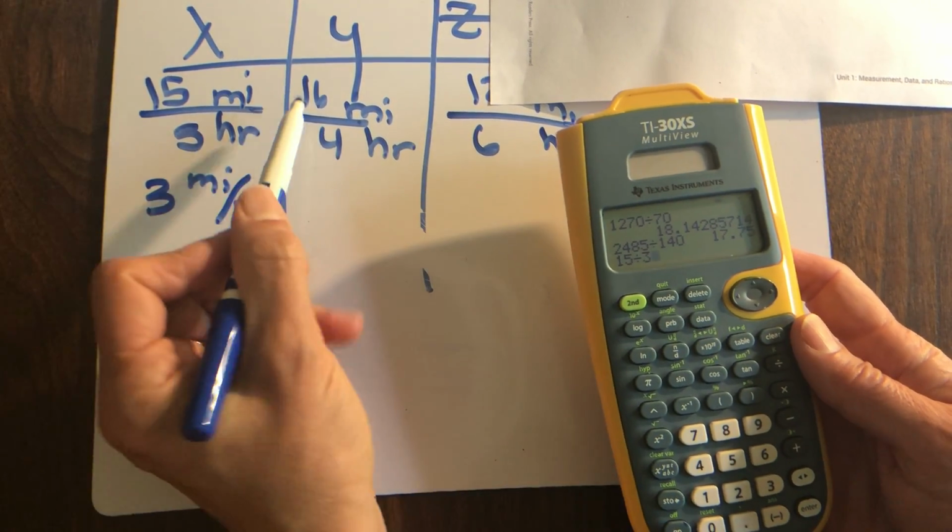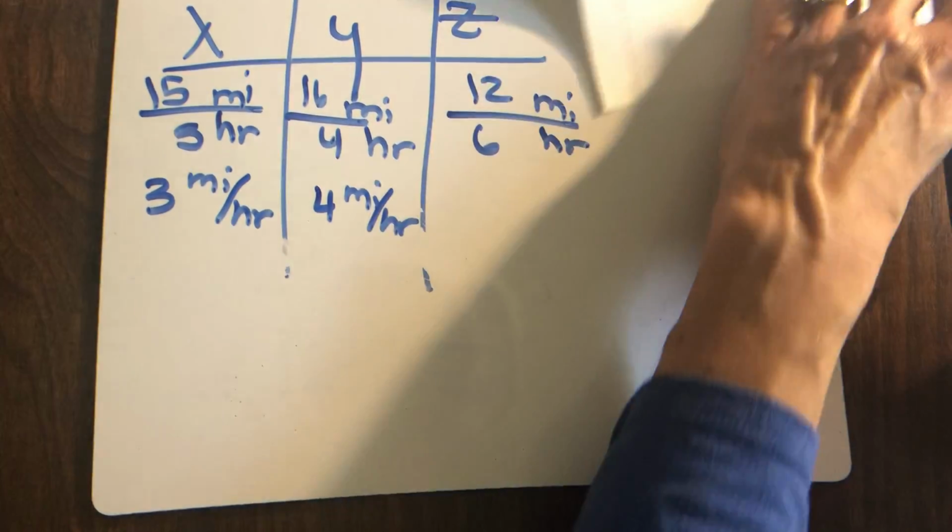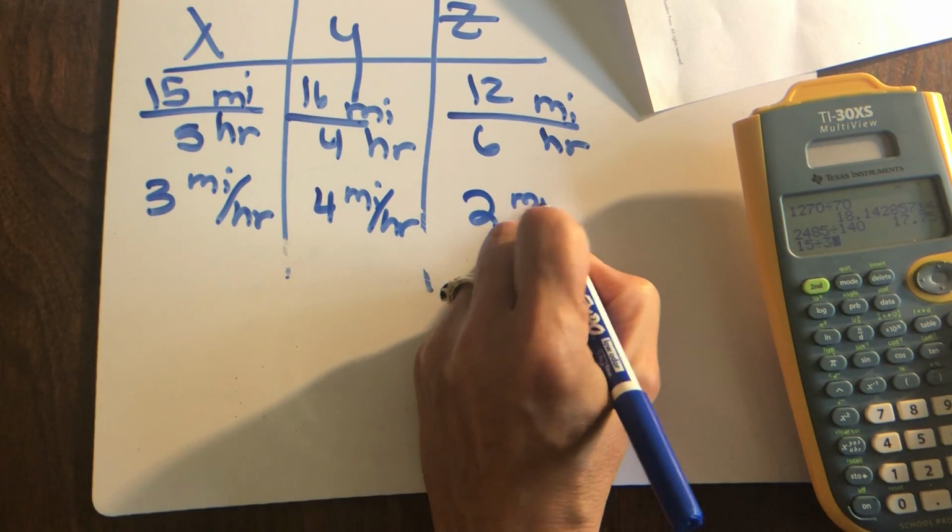Of course, you can do that in your head. 16 divided by 4 is 4. But you could use your calculator, it's fine. And then you got 2 miles per hour.